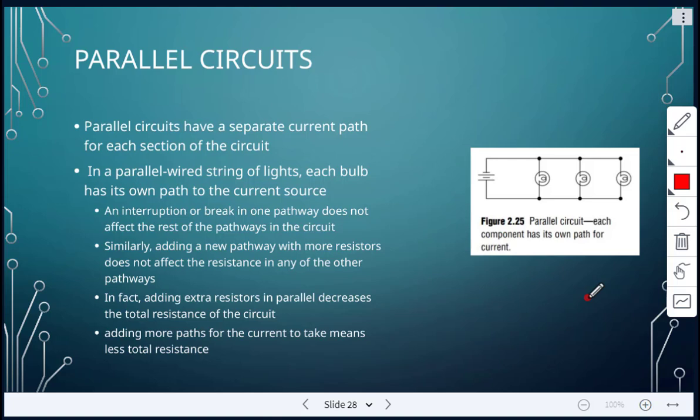Adding a new pathway with more resistors doesn't affect the resistance in any of the other paths. So in a parallel circuit, if you add extra resistors in parallel, it decreases the total resistance of the circuit. Adding more paths for the current to take means it'll have less total resistance.